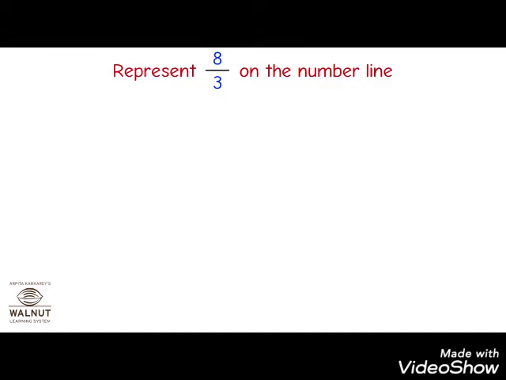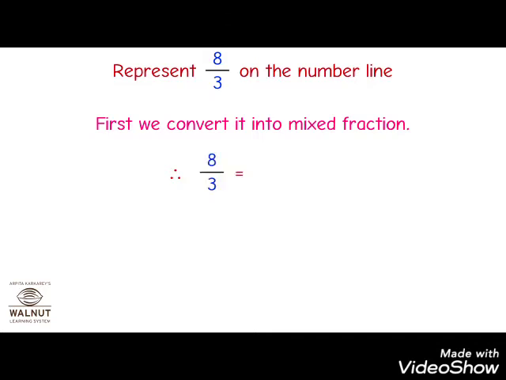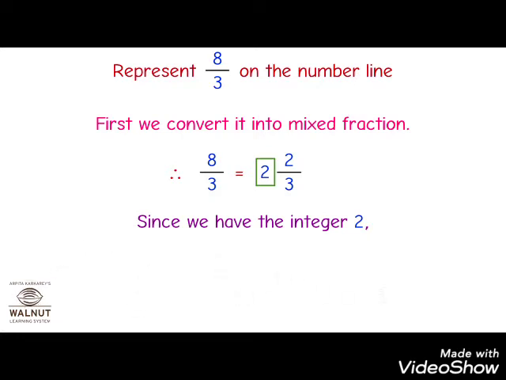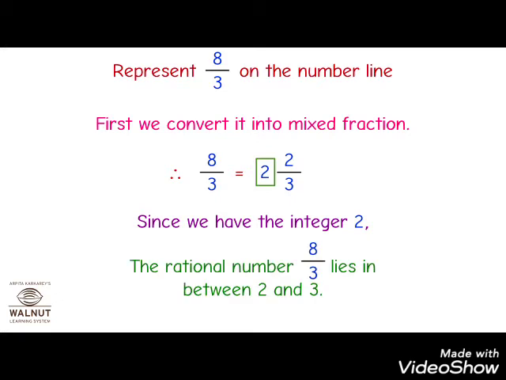Let's try one more. Represent 8/3 on the number line. Now the numerator is bigger than the denominator. So first we have to convert it into a mixed fraction. 8/3 is equal to 2 and 2/3. Now you can see that there is an integer 2 and the fraction 2/3. So from the integer 2 we can say that the rational number 8/3 lies between 2 and 3.